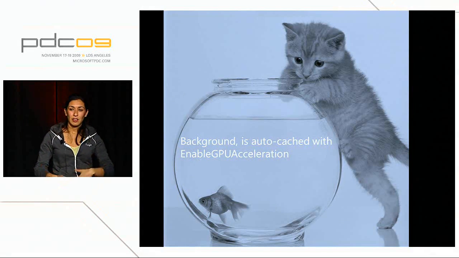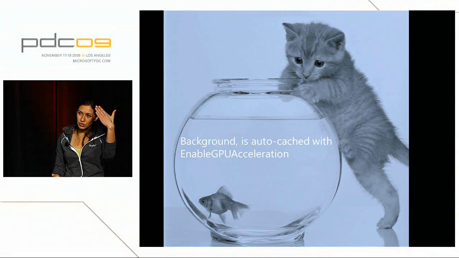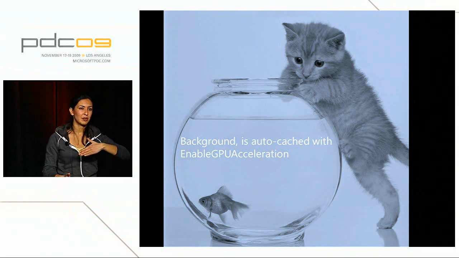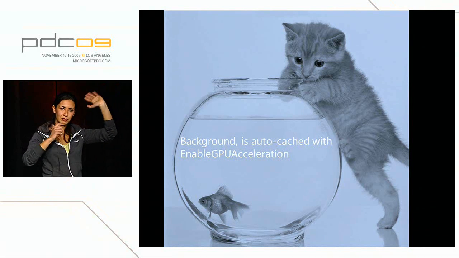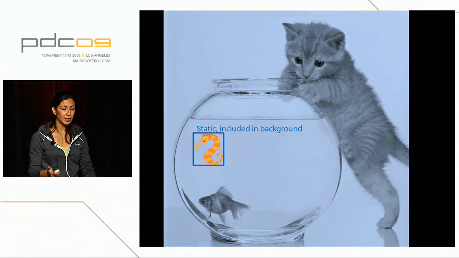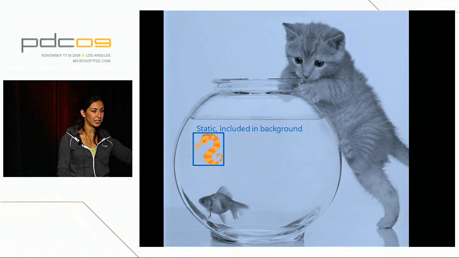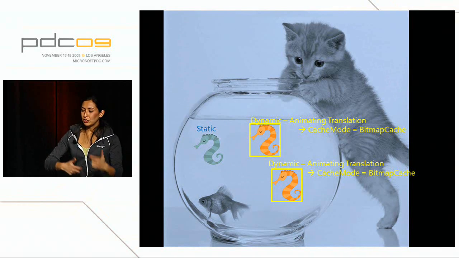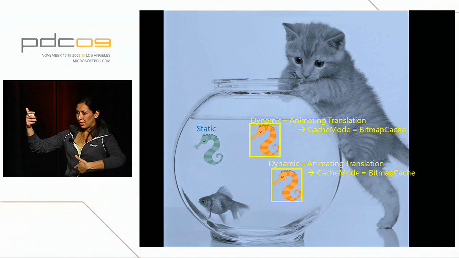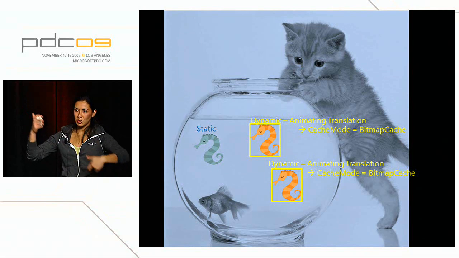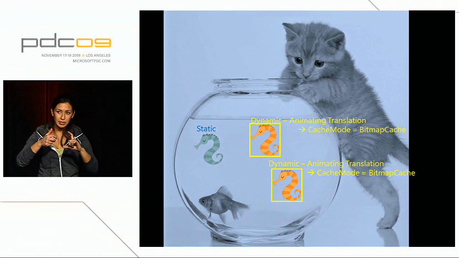So what do you cache? The first thing is, as soon as you enable GPU acceleration, we create a bitmap for the background. Don't need to worry about that. The seahorse, which is not moving, is static, and so it's included in that intermediate surface. The two items that are dynamic that you're actually animating, you want to tell the GPU basically, hey, here's a little image.